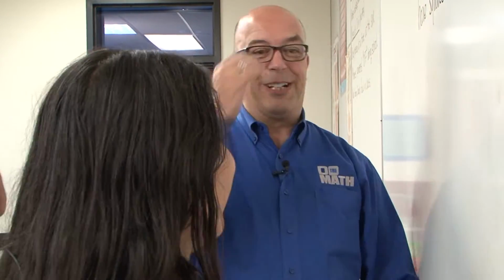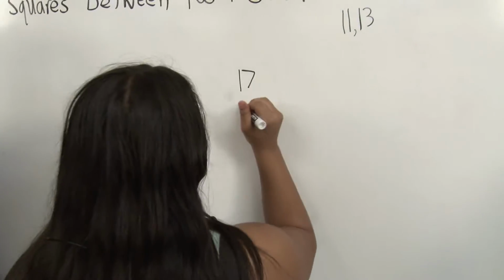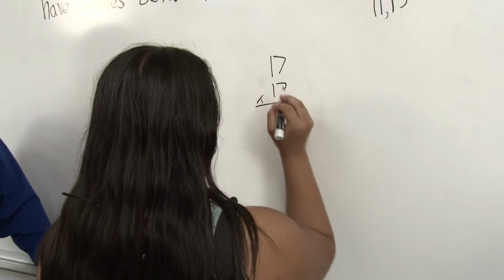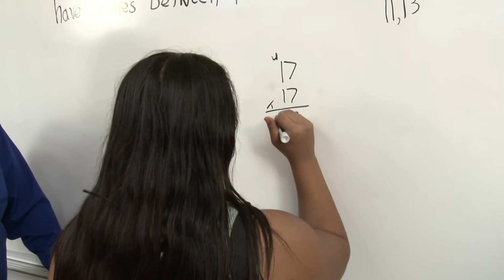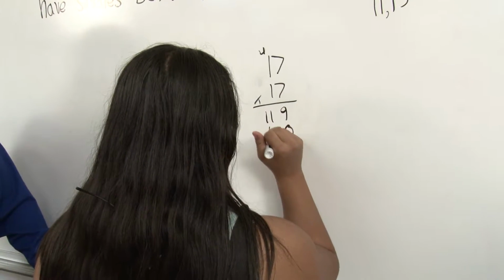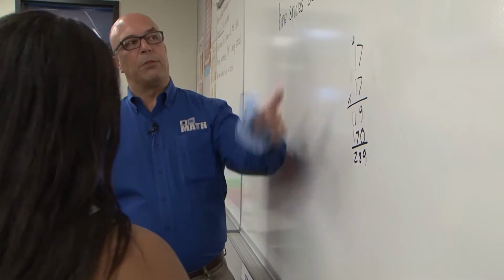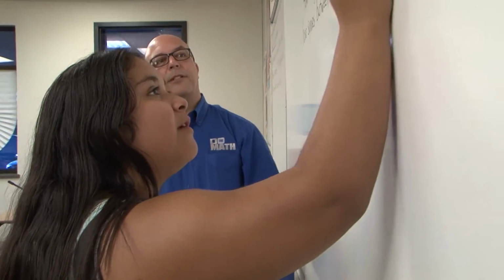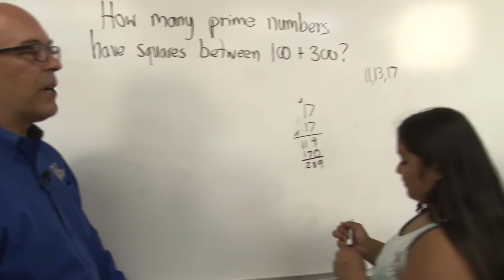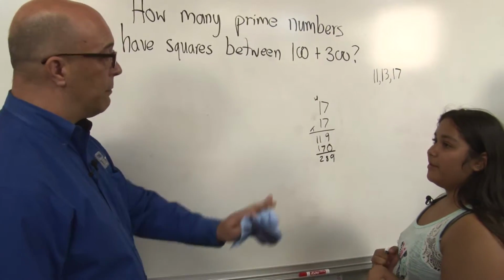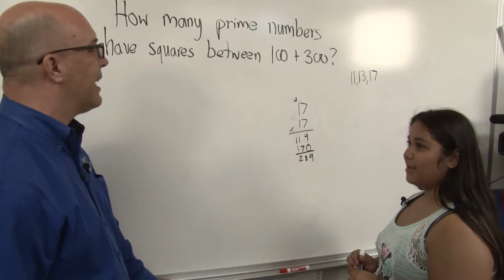I'm not sure. All right, well, let's go ahead and do it. 289. And is that between 100 and 300? Yes. Indeed it is, so our next number is 17. All right, what number should we try next? 19. Okay, now before you do that, think about what we're looking for. It has to be between 100 and 300. It can't go over or below. Right, and we just ended at 289, so do you think we're going to be over if we try 19? Over. Probably. Yes.